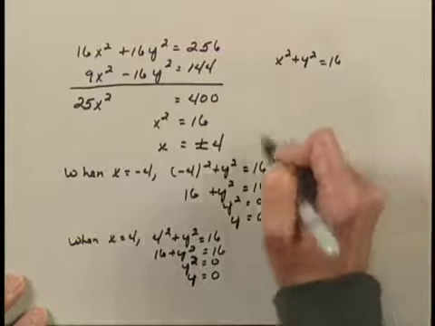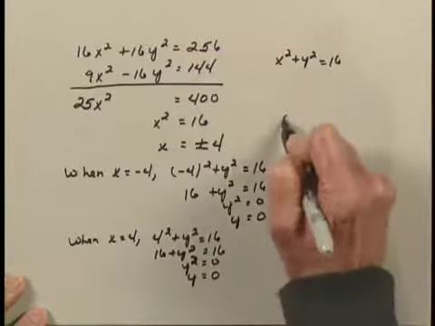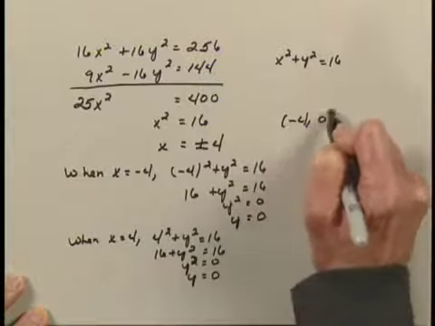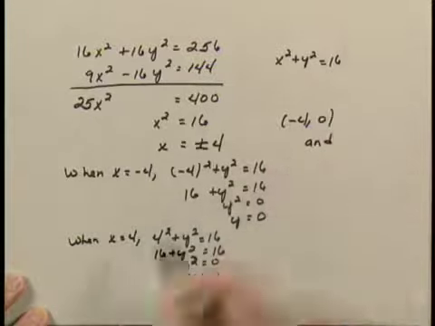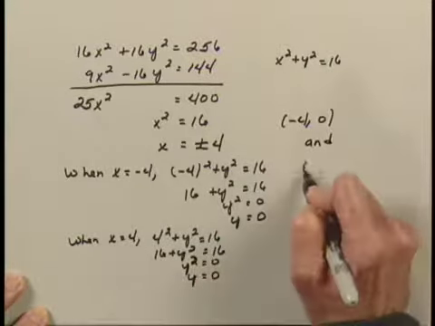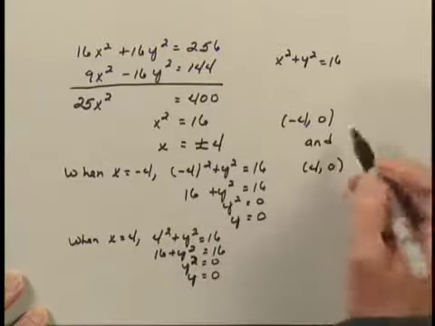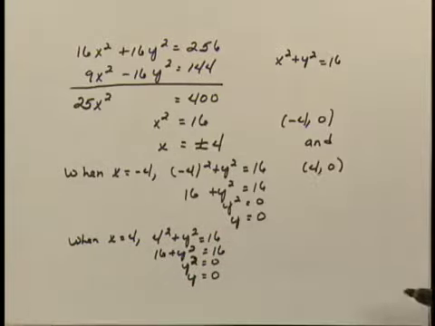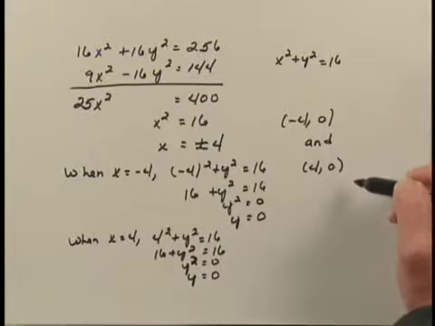So our possible solutions are x is negative 4, y is 0, and when x is 4, y is 0. So 4, 0. And if we would substitute both of these pairs in the two original equations, we would find that we get true equations. So the solutions of the system of equations are negative 4, 0 and 4, 0.